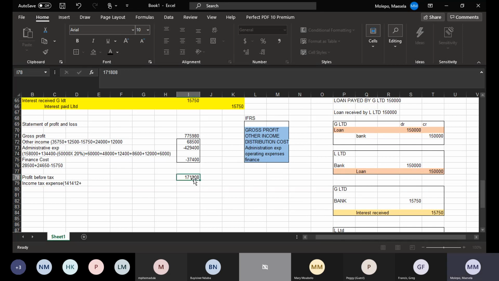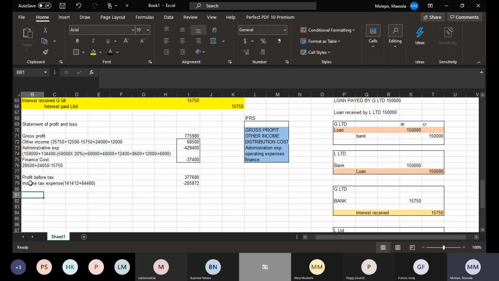Okay, sorry, here should be 177. Why? It's 377 here, 680. Then we have the income tax expense of 141,412. Then we add it with the one for the subsidiary, which was 64,460. Then our income tax expense to be deducted will be sitting at 205,872.